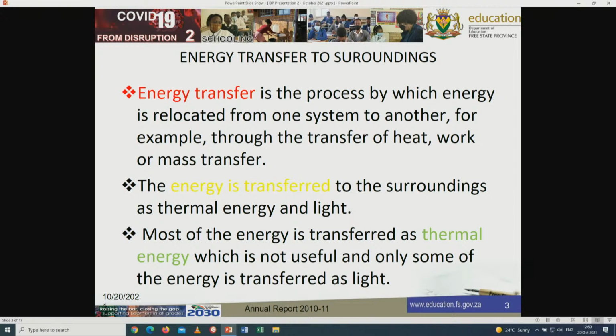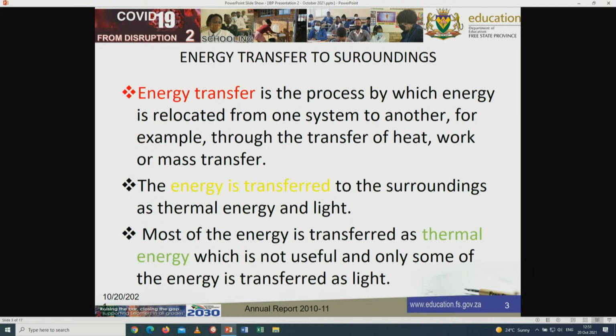The energy is transferred to the surroundings as thermal energy and light. We'll see as we move on. It can be lost as thermal energy. Also, it can be lost as light. Most of the energy is transferred as thermal energy, which is not useful, and only some of the energy is transferred as light. Right? Very much important.